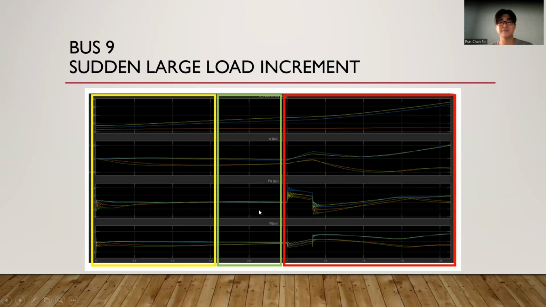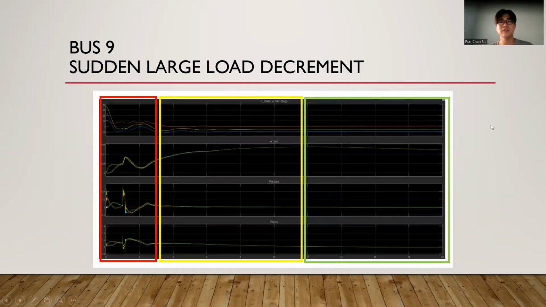So for the case of sudden large load decrement for bus 9, as shown in the red marking on the left, we can observe that the system, through these variables, is in an unstable state from about 0 seconds to 3 seconds when a sudden load decrease at bus 9 happened at about 1 second.